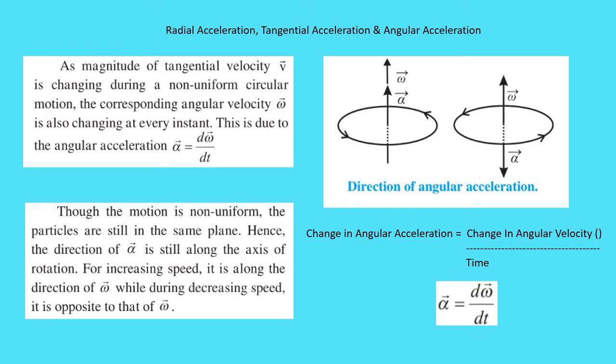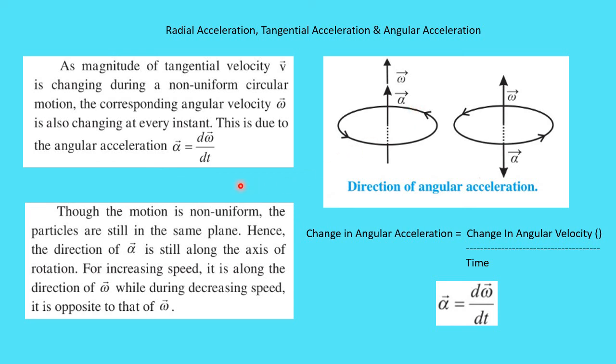Angular acceleration. How does angular acceleration come into this picture? For that, we need to understand that if an object is performing a non-uniform circular motion along the circumference of a circle, non-uniform circular motion means velocity is not constant. If velocity is not constant, it will have an acceleration. Since velocity is not constant, it will also change the angular velocity, because that is also not going to be constant. So when angular velocity changes, that causes angular acceleration.